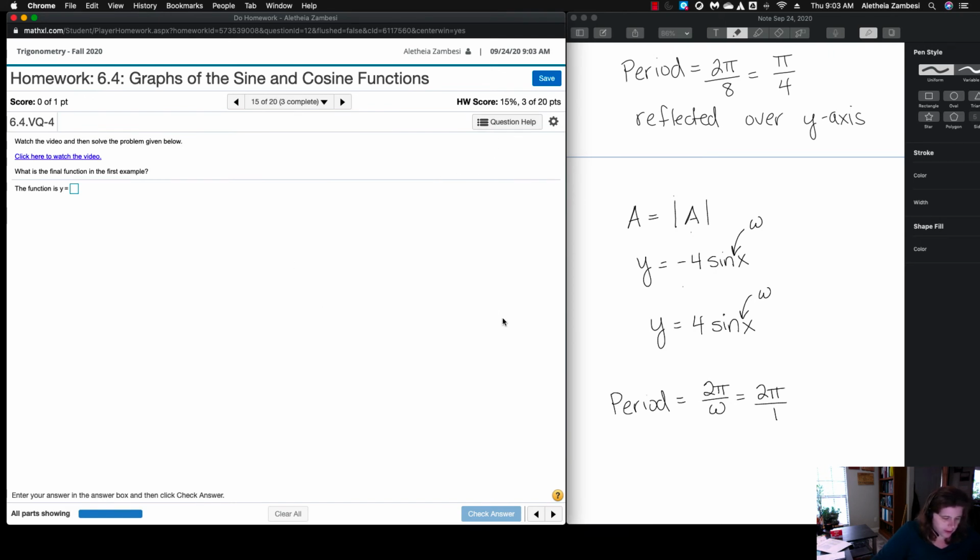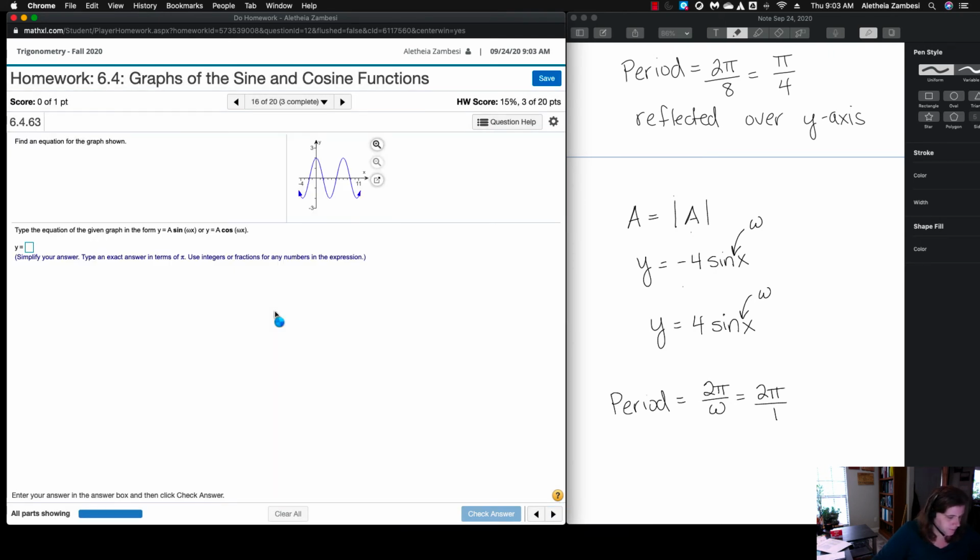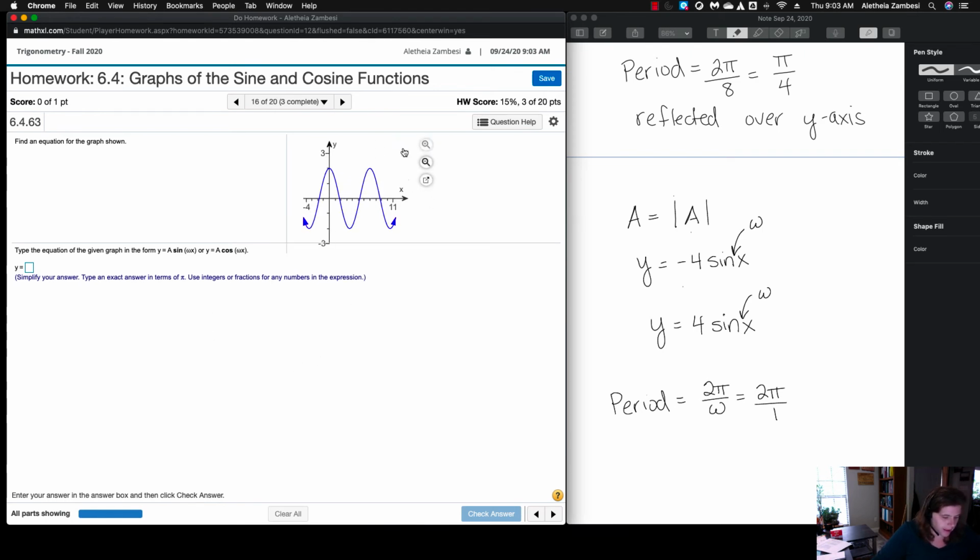All right, video question number 15. Number 16 is asking us to write the equation of a graph. So I'm going to enlarge this graph so that we can take a look at it.